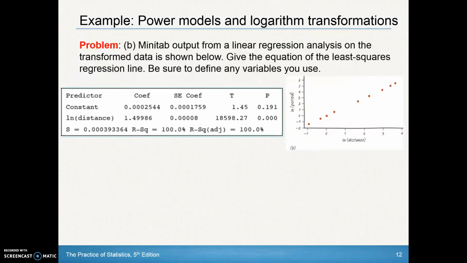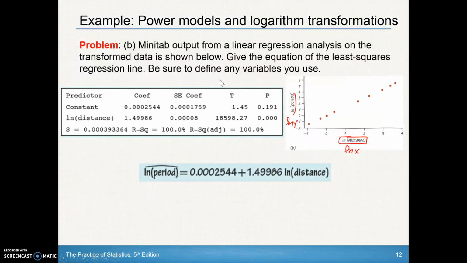Minitab output from a linear regression analysis on the transformed data is shown below. It says give the equation of the least squares regression line and be sure to define any variables you used. Now here's the key thing: our x's are the ln of the x's, and again we took the ln of the y's. The Minitab output doesn't always necessarily know how we put that transformed data in, so you have to make sure you represent that right, because our equations are always going to be, when we linearize it, in the form y equals a plus b times x.